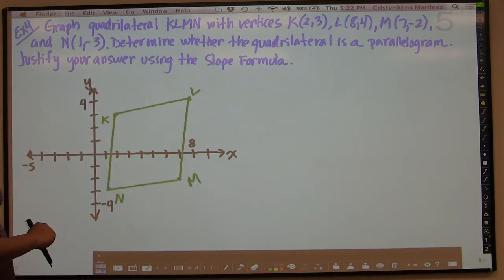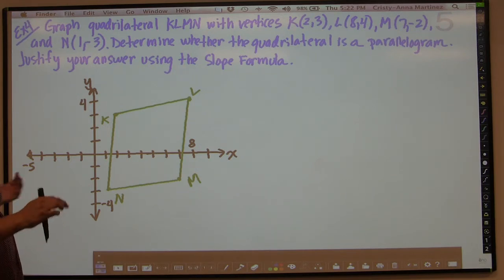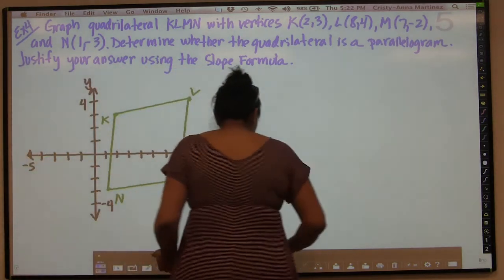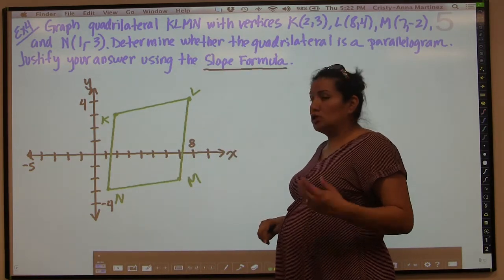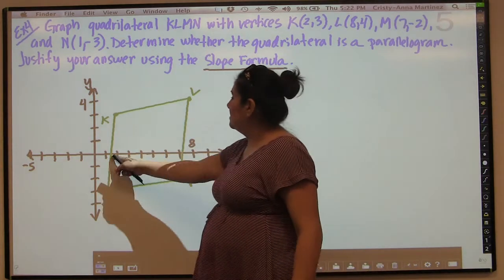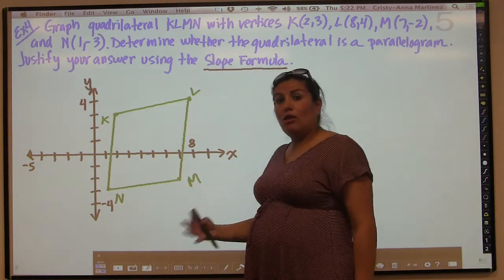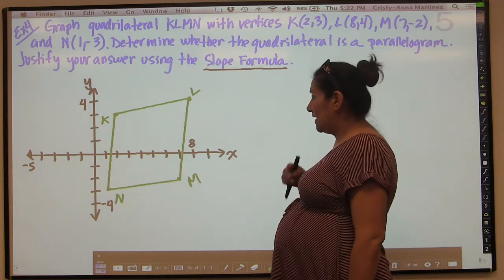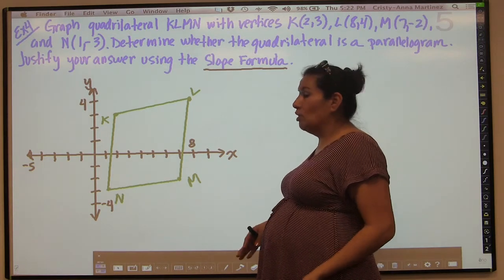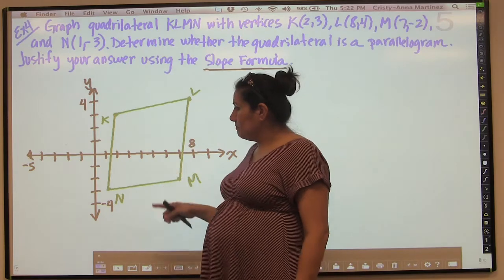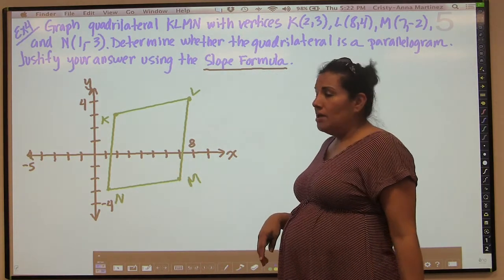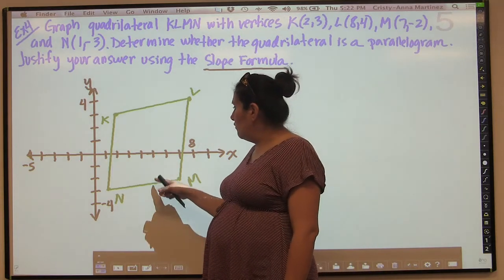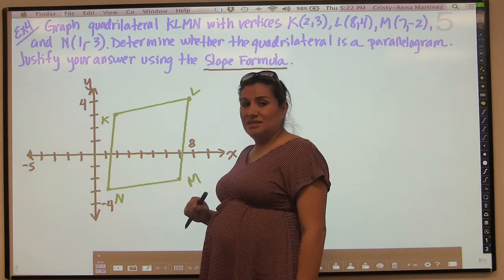And then it says, determine whether the quadrilateral is a parallelogram. Justify your answer using the slope formula. There are obviously a couple of ways that you could justify your answer. You could use the slope formula, because we know that opposite sides of a quadrilateral have to be parallel in order for it to be a parallelogram. So we could use the slope formula to calculate the slope 4 times and confirm that they're actually parallel. But you could also use the distance formula, because we could also verify that all of the opposite pairs have the same distance.